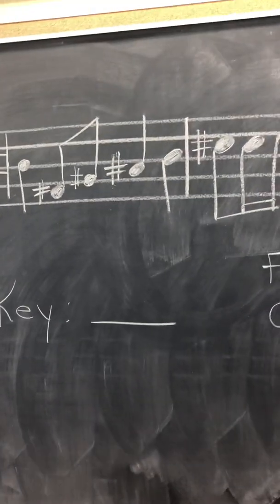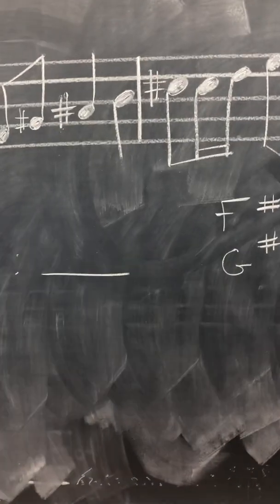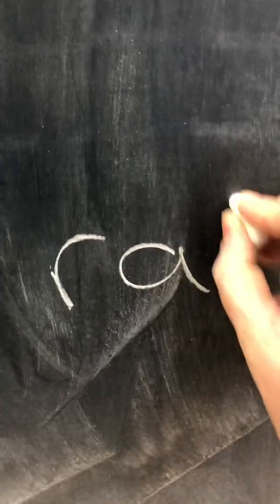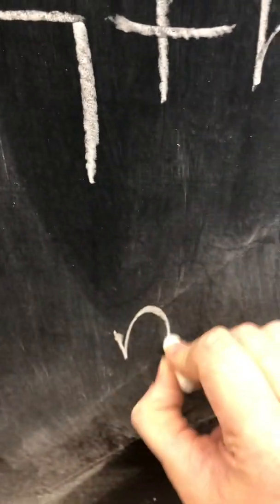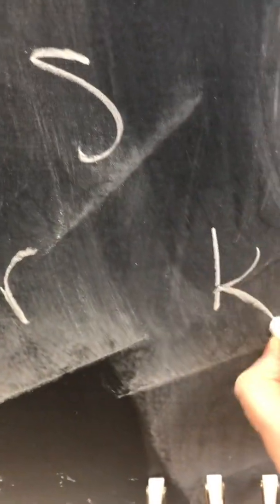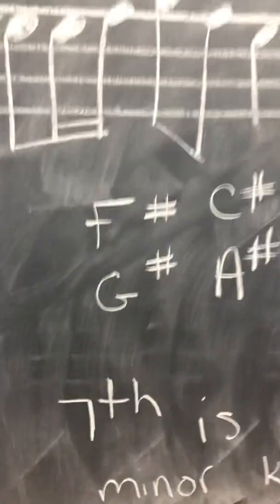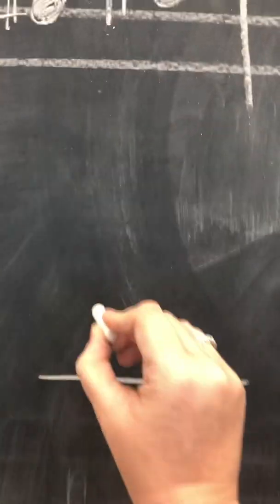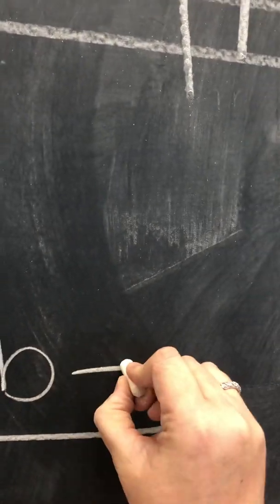So here's how we can check. Remember, whenever we're in a minor key, what always happens? The 7th is raised in a minor key. Remember that rule that we always had to double check? So we're starting on a B, we're ending on a B. So let's see if B minor works. So we'll put a B minor here.